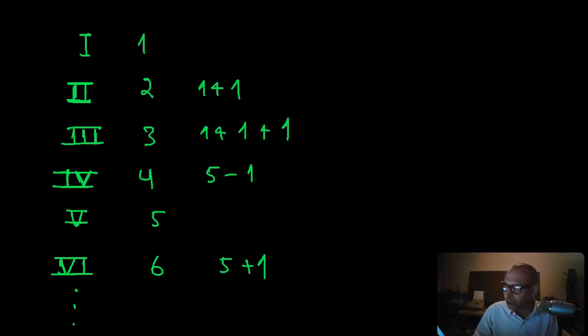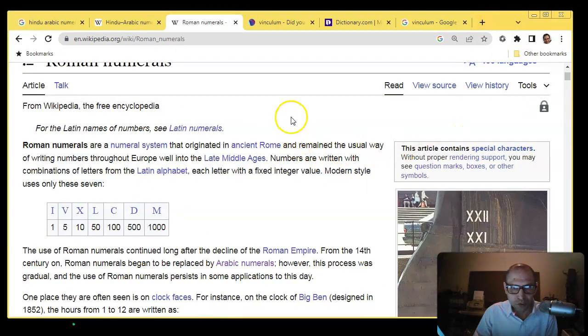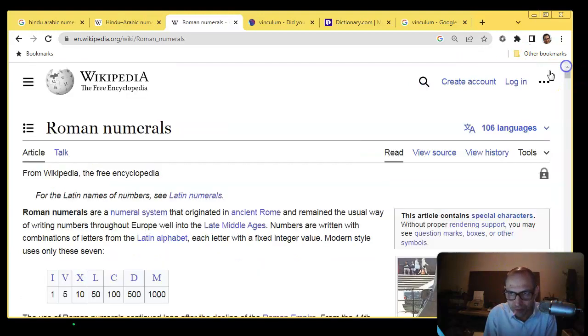And again, as you can see, the system is of course not a position system. It's just the way that it works, really, right? So, now about Roman numerals.